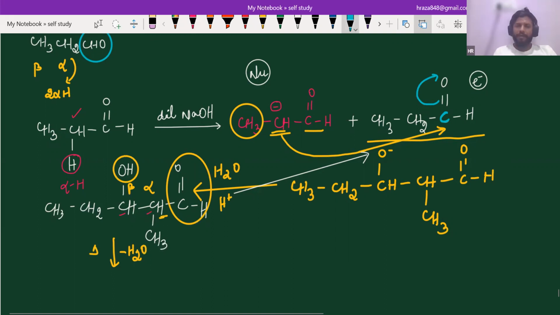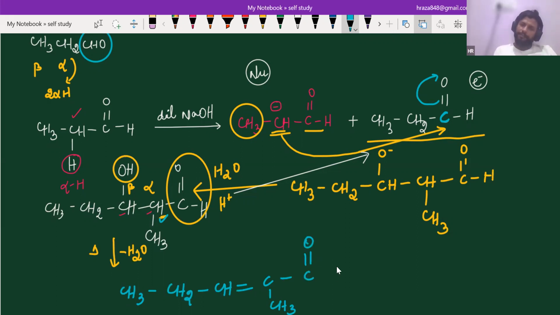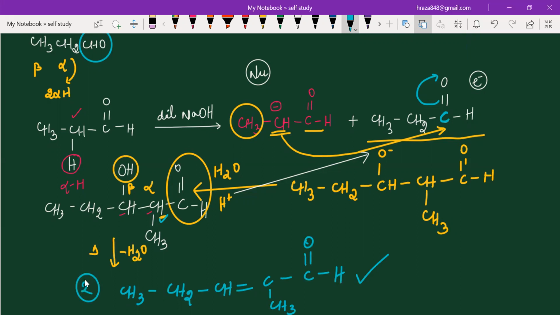So I'm going to write from the beginning CH3, CH2. Now OH is removed in the form of water, so it will have CH, then double bond, then C, because this hydrogen is also removed to form water, and there was CH3. Got it? So this will be the second product from the cross aldol condensation. You got it?